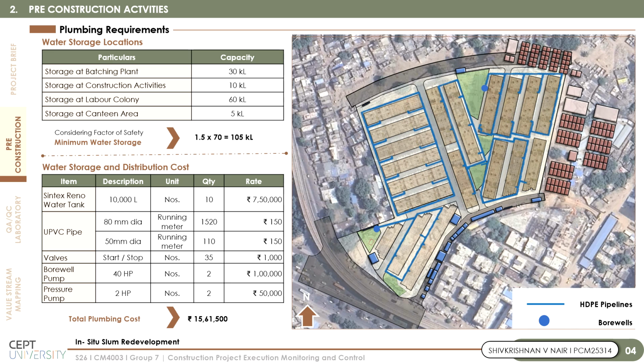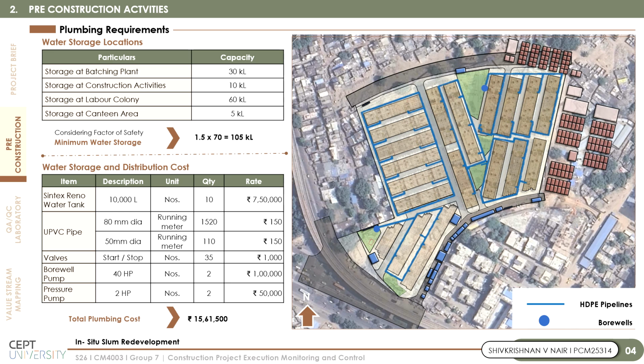Moving to plumbing and water supply planning, water storage requirements were estimated for various activities including batching plant operations, construction activities, labor colony usage, and canteen facilities. The minimum storage requirement was calculated as 105 kiloliters after considering a suitable factor of safety.